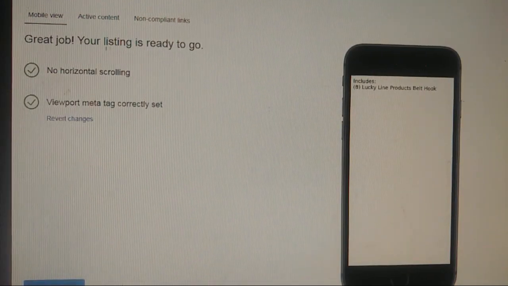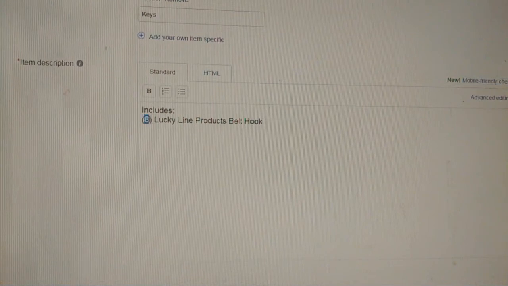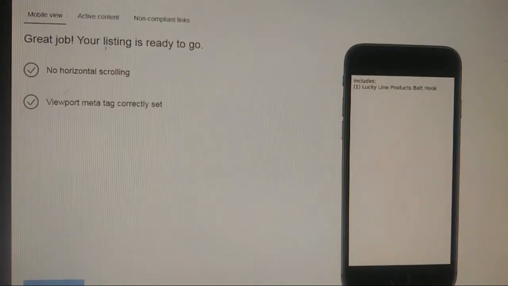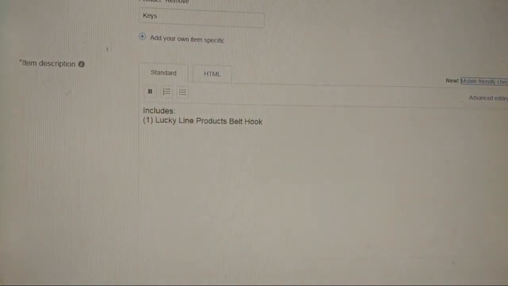And I need to change the fact that it says 8 of those when it's only one. I'm going to update that. Make sure you hit save when you do that, because if you do not hit save, it won't change it. So you want to make sure you hit save on that so that it comes up larger so that people can actually see what's in your description.